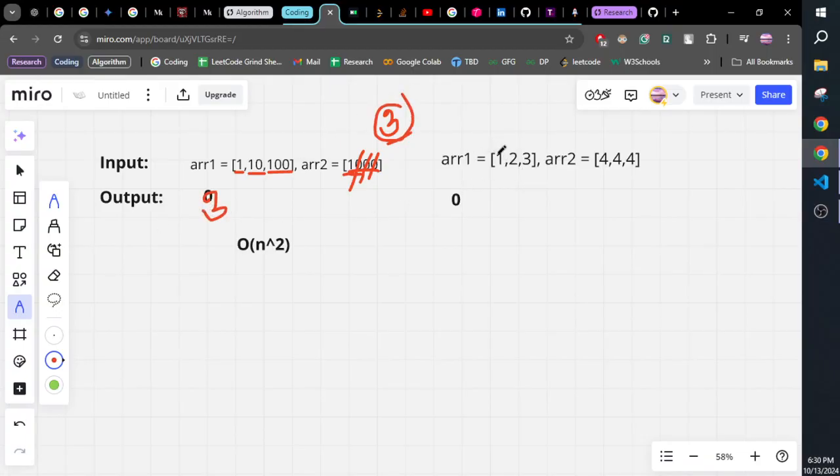Now for this case, let's say we store in the hash set 1, 2 and 3. Now we iterate over array 2. Does 4 exist in the hash set? It doesn't. We eliminate 4. Now we don't have any value left.